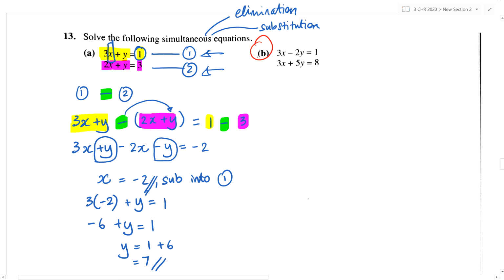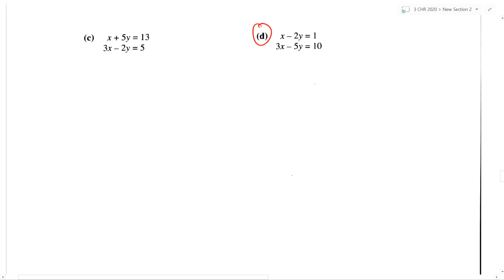Please do part B by yourself. The final question I am going through is part C. Again, with all simultaneous equations, we'll label them equation number 1 and equation number 2. Now we check the coefficients of x. This is a 1x, this is 3x. Elimination is not a good idea. This is 5y, this is negative 2y. Again, they are different. Elimination is not a good idea.